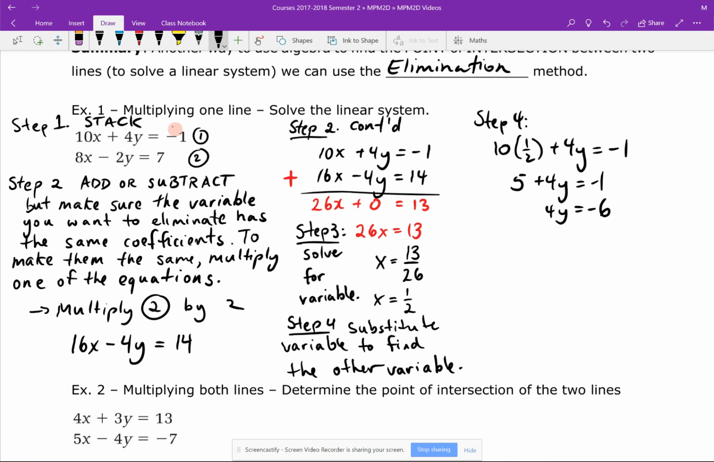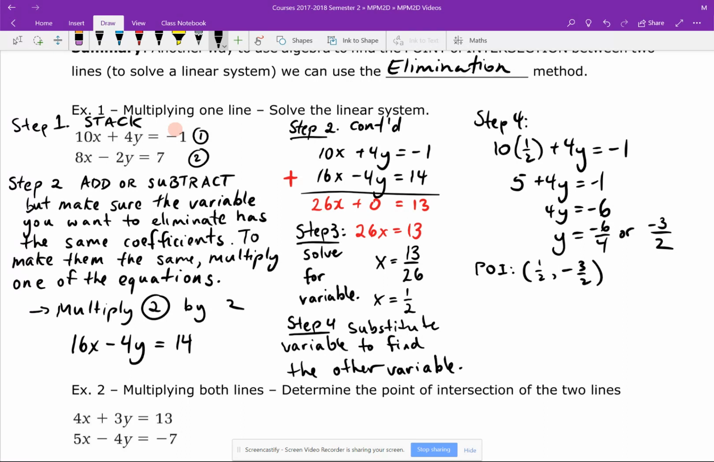And it's because negative 1 minus 5 is negative 6. And then if I solve for y, divide both sides of the equation by 4, so negative 6 over 4, or in simplified terms, it would be negative 3 over 2. So there's my y variable. And so the point of intersection, or the solution, is 1/2 for my x and negative 3 over 2 for my y.